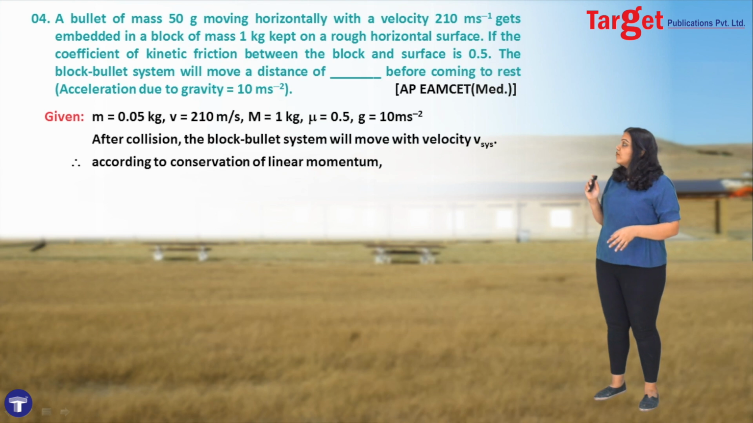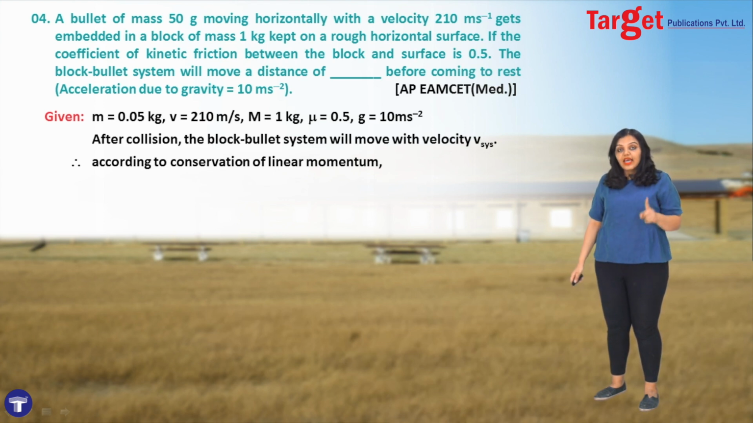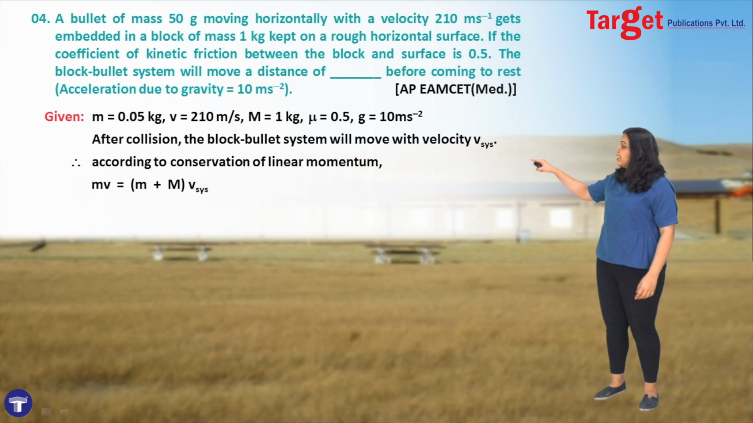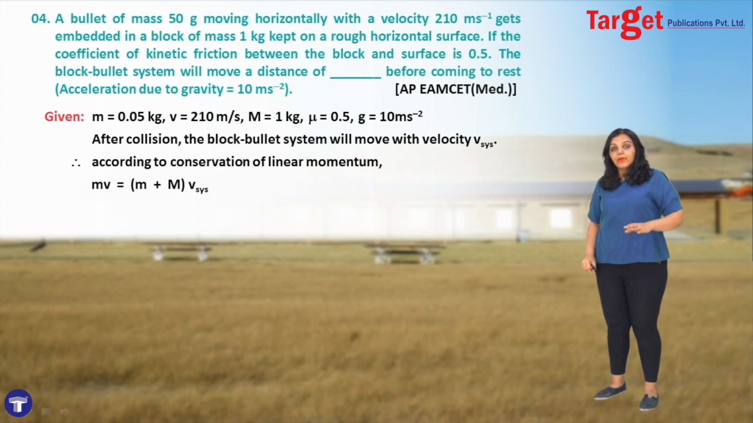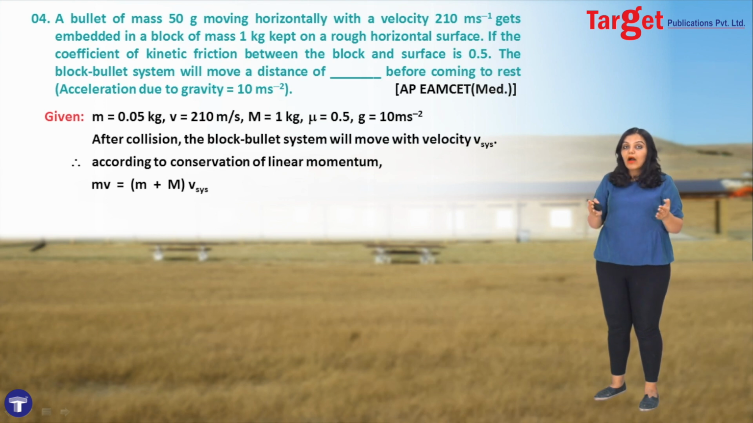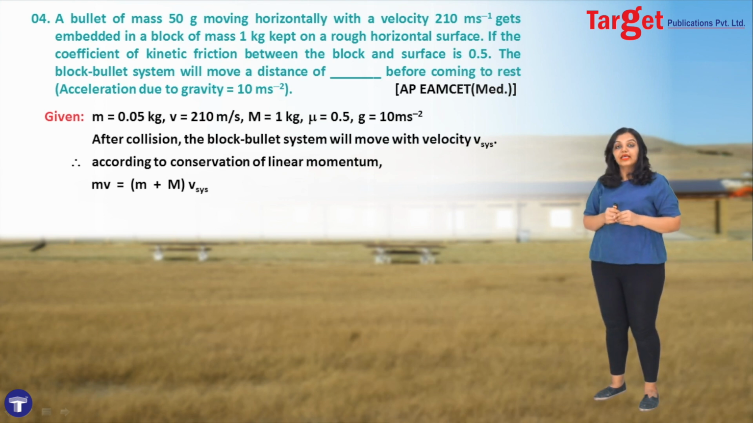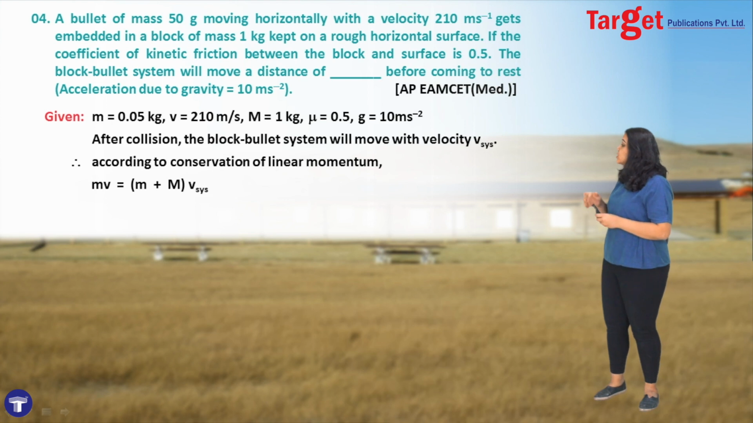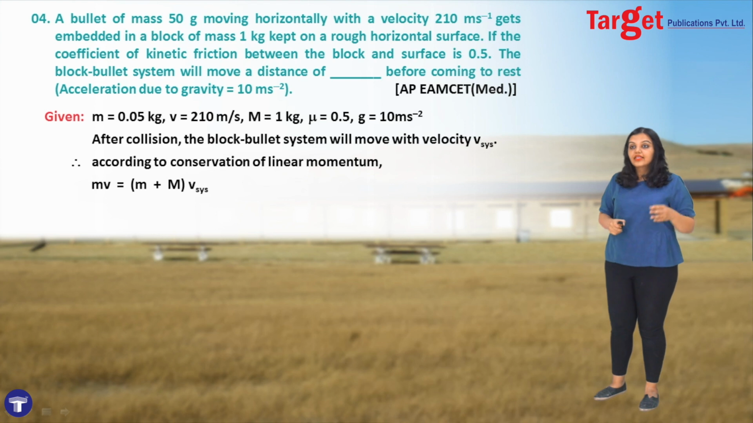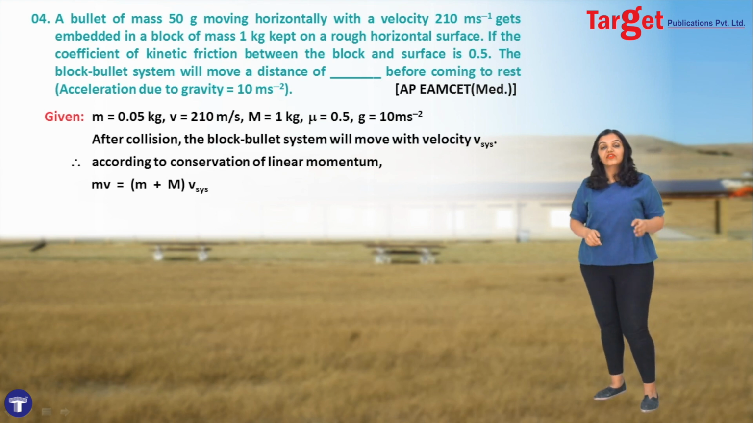When I apply the law of conservation of linear momentum, I know that the initial momentum of the whole system is only due to the momentum of the bullet because the block is initially at rest, so the initial momentum will be small m into small v. The final momentum of the system will be the total mass, small m plus capital M, multiplied by the system velocity. So the statement of conservation of linear momentum is small mv is equal to small m plus capital M into the system velocity.